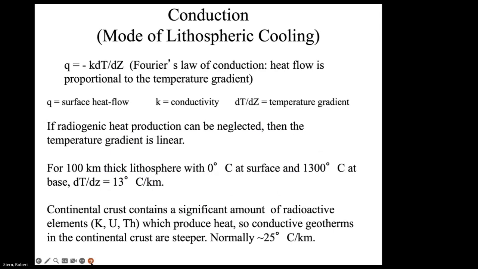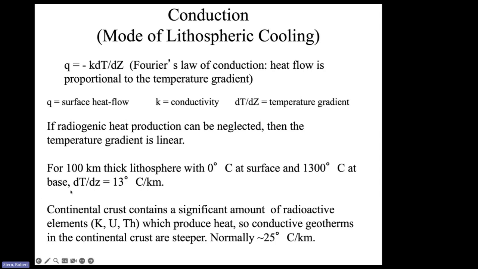So this is Fourier's law of conduction. Heat flow is proportional to the temperature gradient. So the heat flow Q is equal to this constant K, the conductivity, times the temperature gradient, right? So if we can neglect radiogenic heat production, which for the most part we can, then the temperature gradient is linear in a conductive solid.